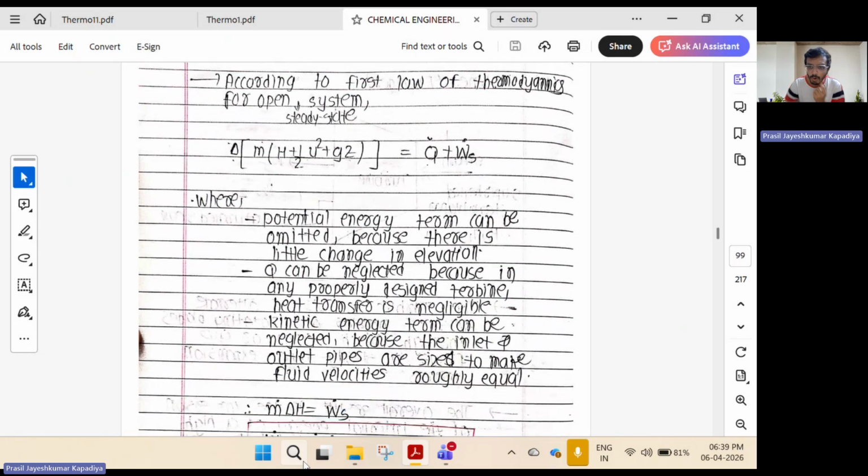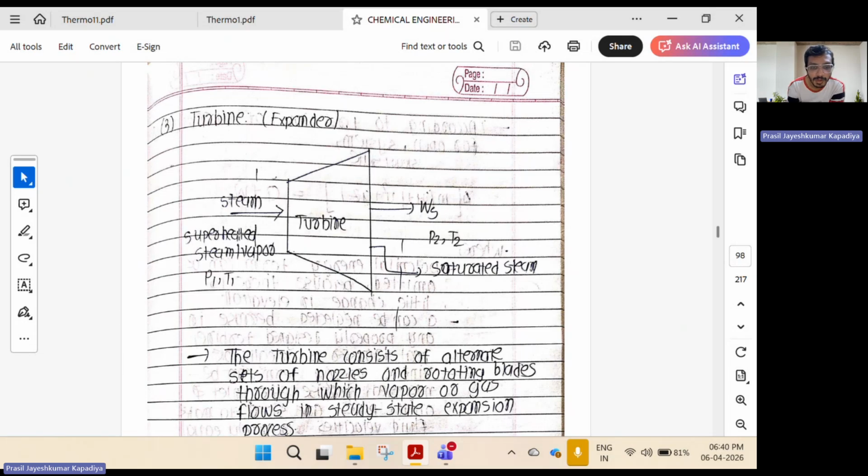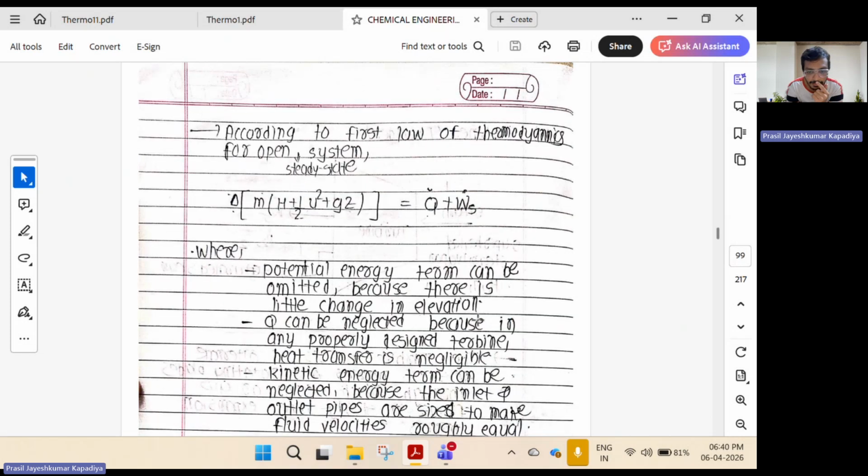Okay. So if I apply the first law of thermodynamics for this open system turbine, we are at steady state. So we have this equation delta of m dot into h plus half of u square plus gz is equal to Q dot plus W dot. Let's say this is my steam, superheated steam at P1 T1. It is passing through turbine, so it is giving some shaft work Ws, and at P2 T2, because of reduction in pressure, it is going from superheated to saturated steam.